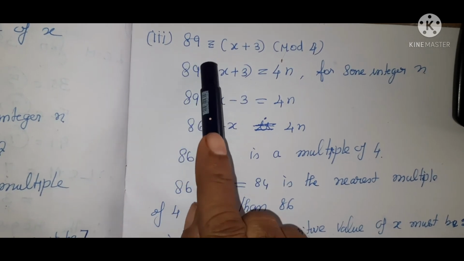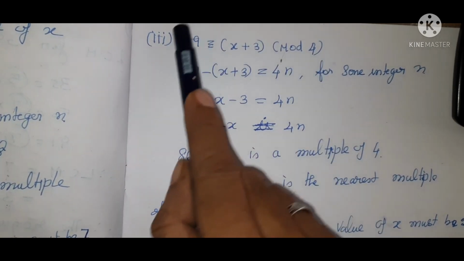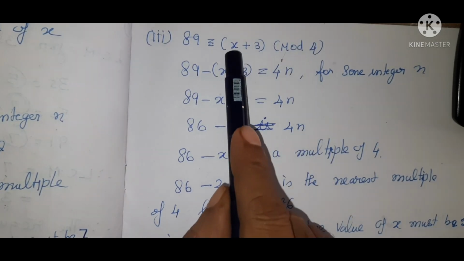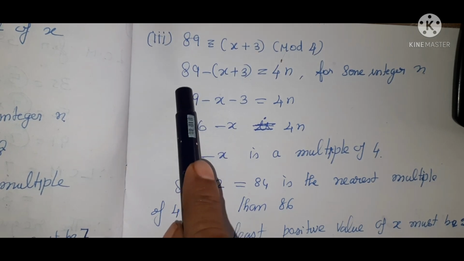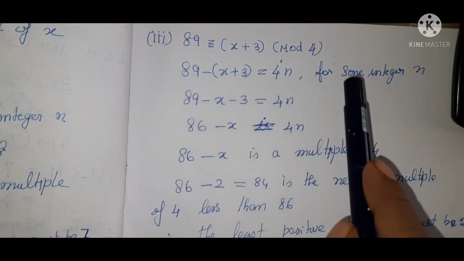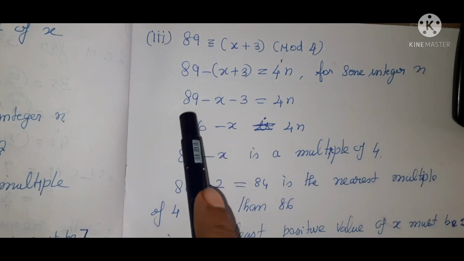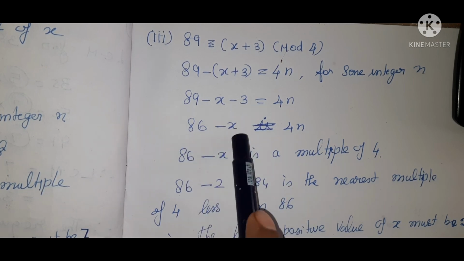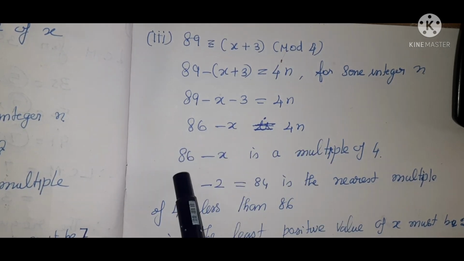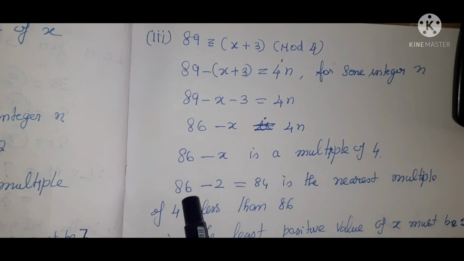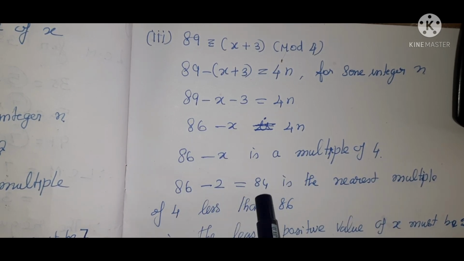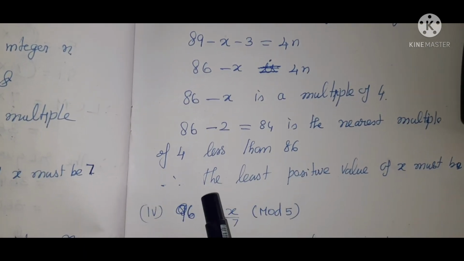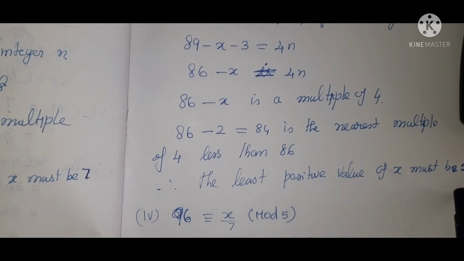Third one, 89 congruent to x plus 3 mod 4. Here 89 is the dividend, 4 is the divisor, x plus 3 is the remainder. To find x, it can be written like this: 89 minus x plus 3 is equal to 4n for some integer n. 89 minus x minus 3 is equal to 4n. 89 minus 3, 86 minus x is equal to 4n. 86 minus x is a multiple of 4. 86 minus 2 is equal to 84, the nearest multiple of 4 less than 86. Therefore, the least positive value of x must be 2.